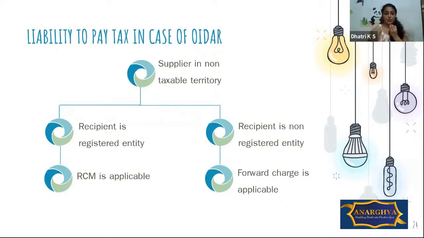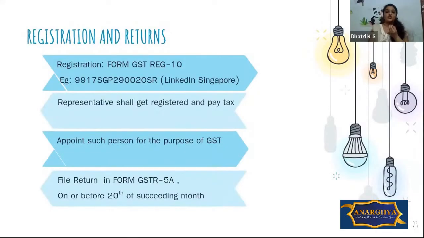So far, so good. But what happens if the recipient is an unregistered person? In such cases, Section 14 of the CGST Act 2017 comes into picture. And in such cases, supplier of OIDA services who is located outside India is liable to pay taxes. As he is liable to pay taxes, it is obvious that he is required to obtain registration. So for such persons, government has introduced a simplified scheme of registration. That is, he can obtain a single registration by applying in form GST REG-10. So he can obtain a single registration in simplified form.